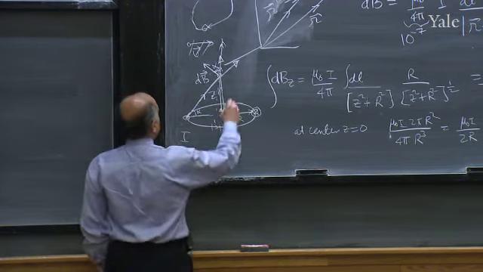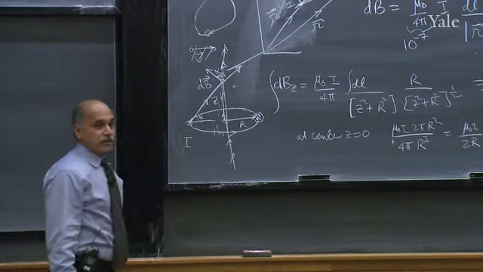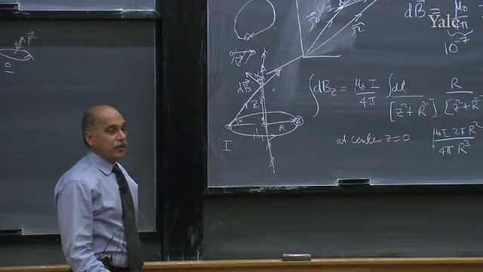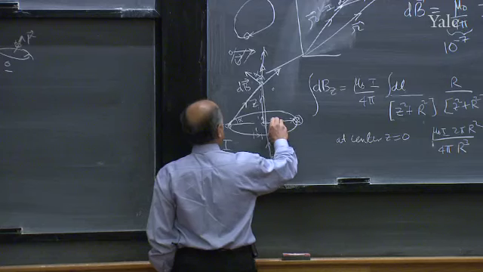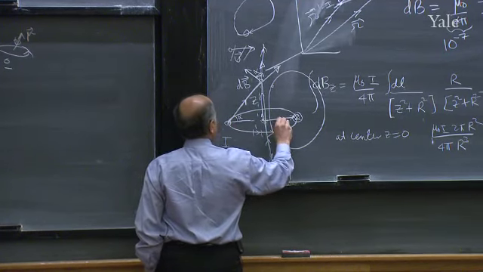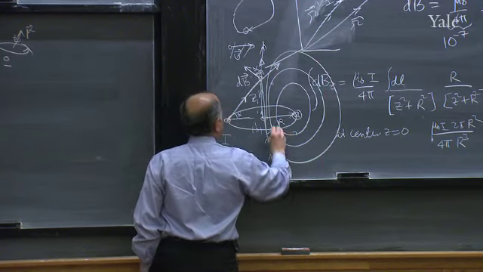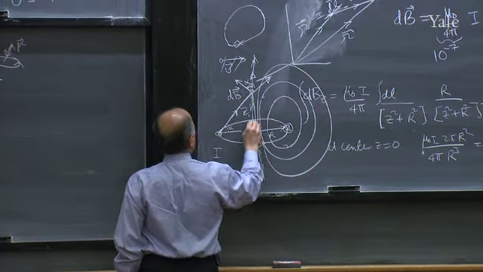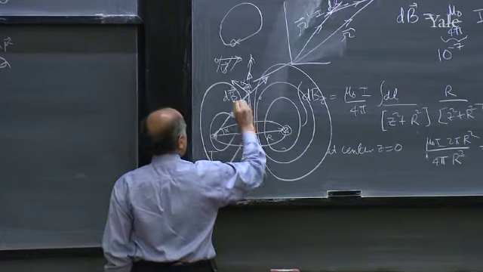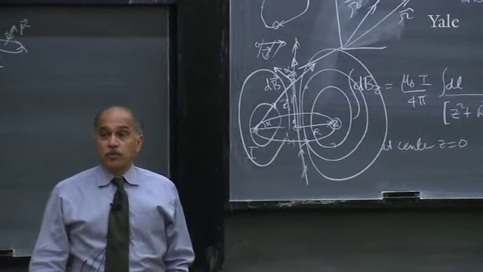Now, if you want to find the field somewhere else, it's a lot of work because you don't have the symmetries. But I will tell you what you get. You will get these lines that look exactly like, I'm not showing you the other half, but that looks the same. Now, that is supposed to remind you again of a dipole.